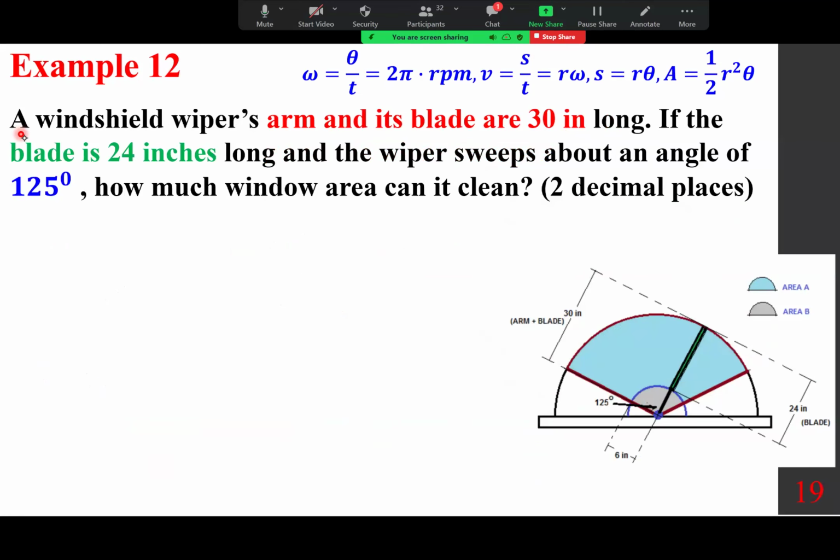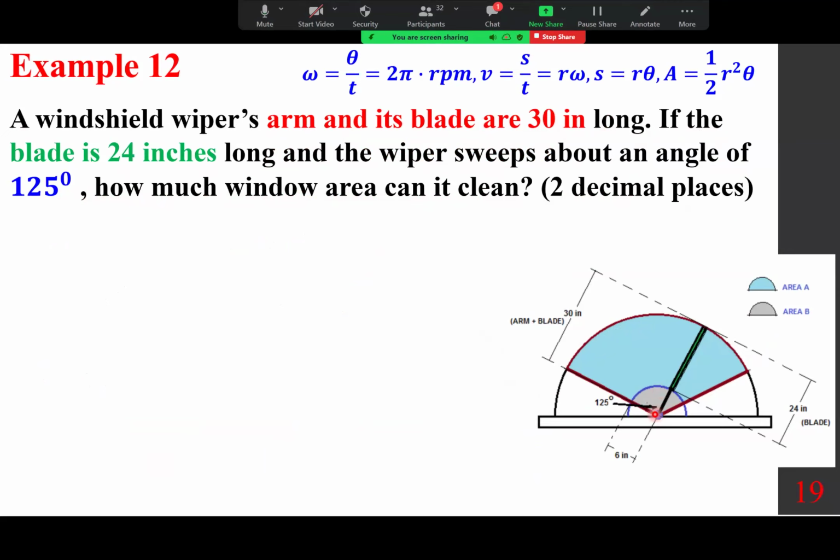Could somebody read this, please? A windshield wiper's arm and its blade are 30 inches long. If the blade is 24 inches long and the wiper sweeps about an angle of 125 degrees, how much window area can it clean, to 2 decimal places? Excellent. So we really need to understand the following.